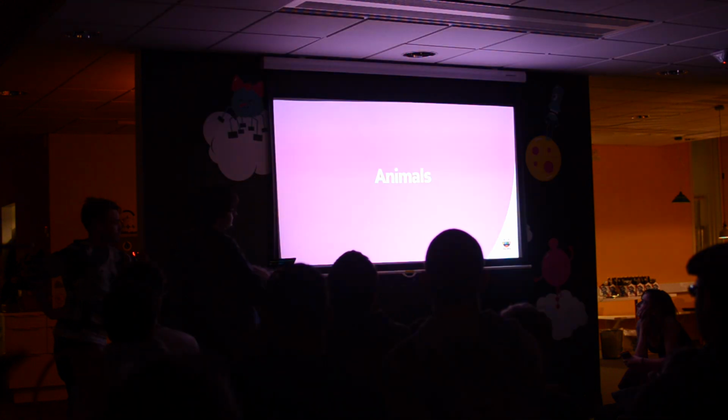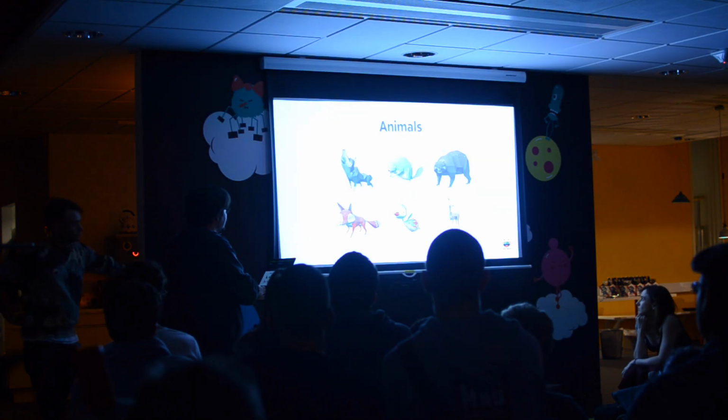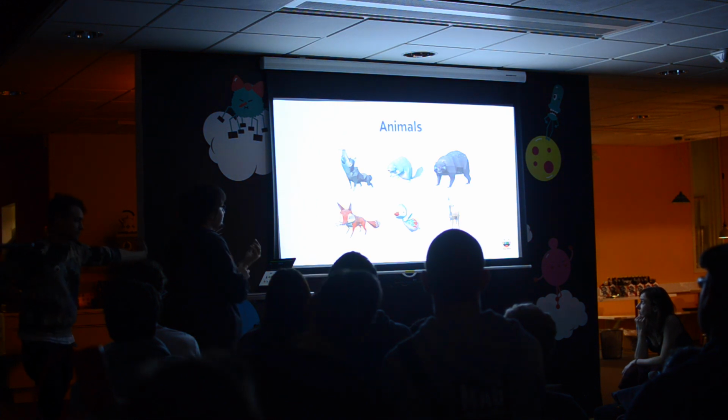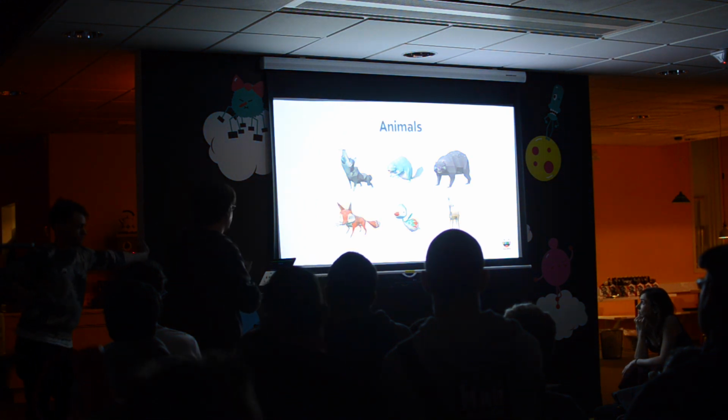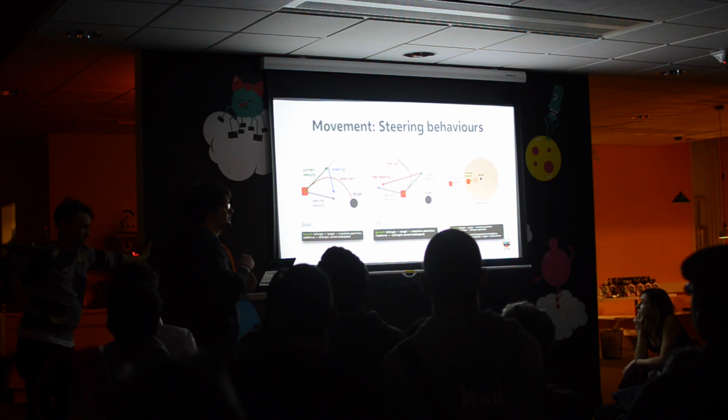Then we are passing to the animals. These are the 6 types of animals that we have in Toca Nature. We are going to first see how the movement works. And basically the way animals move is through steering behaviors.